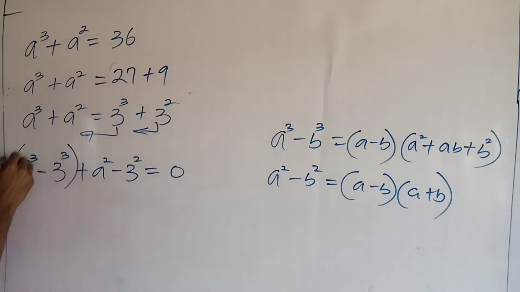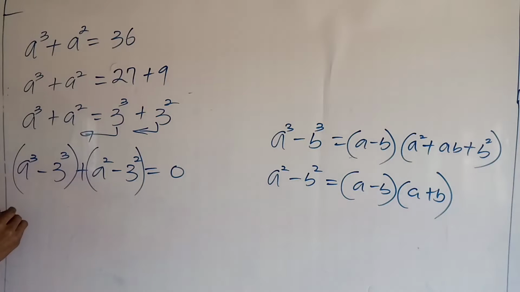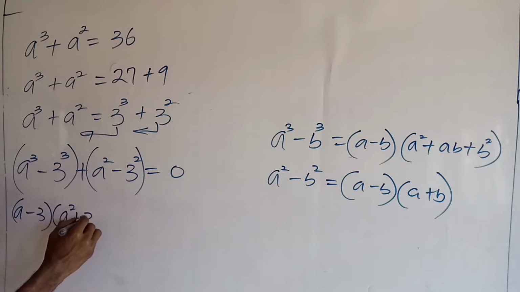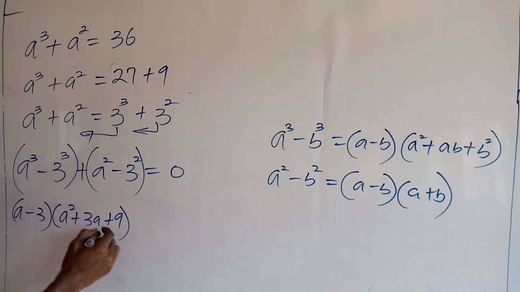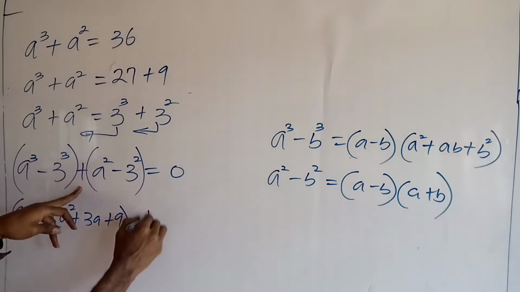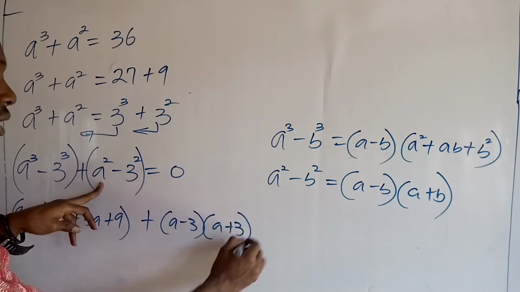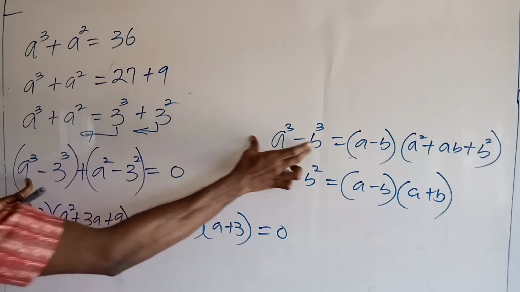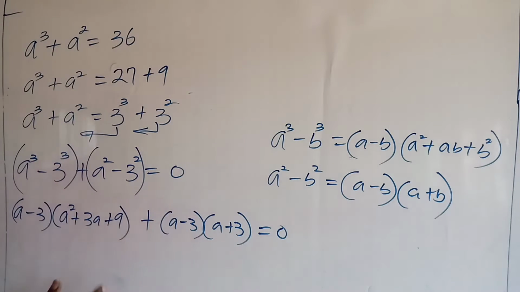So I have this as a difference of cubes and a difference of squares. This is going to become a minus 3 times a squared plus 3a plus 9. Then plus a minus 3 times a plus 3, all equal to 0. So that is what we just did. We just utilized the difference of cubes and the difference of squares. I hope this is clear at this point, so we can proceed.